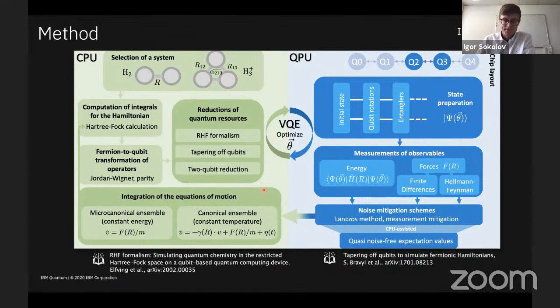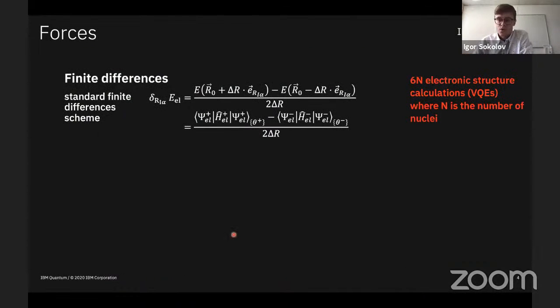So this is our method, and you see we need the forces. Now I would like to show you the simplest method we can think of, which is finite differences. Finite differences are not employable in this case.